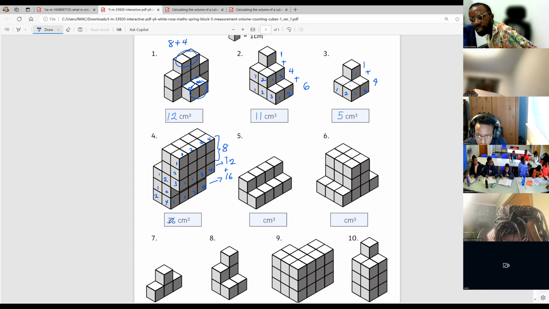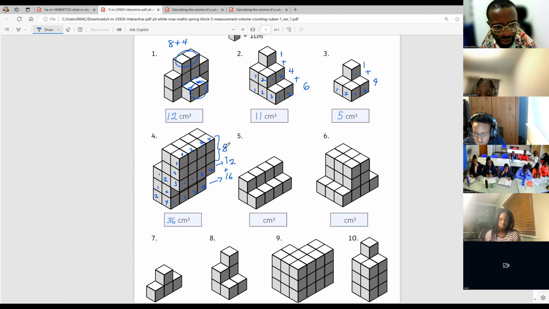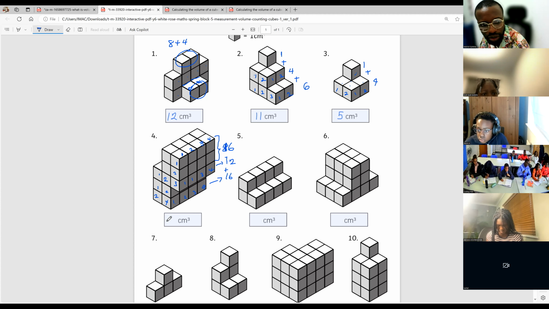How is it 36? You said it was 44. No, wait, he hasn't added the 8 from the top. For number 4, at the top you put 8, but it's meant to be 8 times 2 because of the layers. Oh yeah, it's 8 on 16 too. So 16 plus 16 is 32, plus 12 is 44.